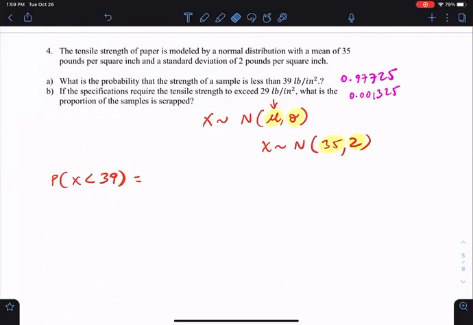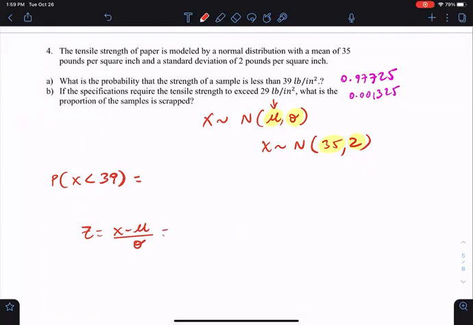So when standardizing, you need to use this formula: Z equals X minus mu over sigma. And when you standardize, you will use a table called the Z table, or the standard normal distribution table, and you will find the value of that probability you're looking for. So here, the probability of X is less than 39.